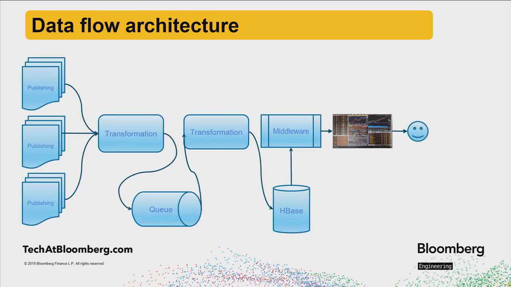This is our simple data flow architecture. There are various sources through which we are getting the data. The first transformation is basically applying the business rule, making it available for the distribution. And the second transformation is pretty much catered to the particular storage type, right? And once we have that taken care of, we have a middleware through which we are making the data available to the terminal, and in the end we have a happy client.